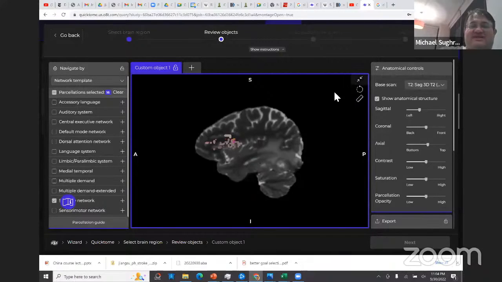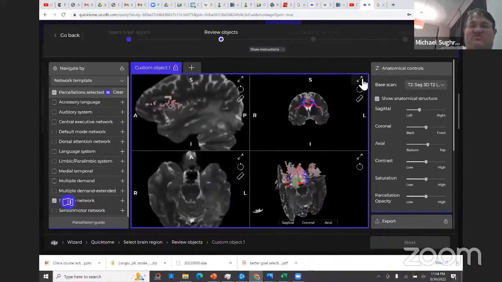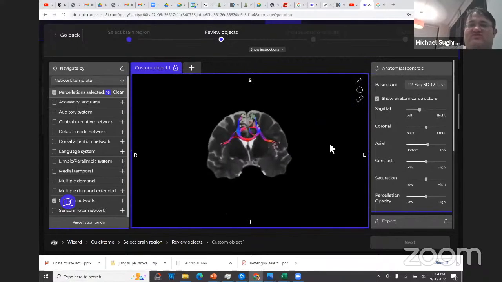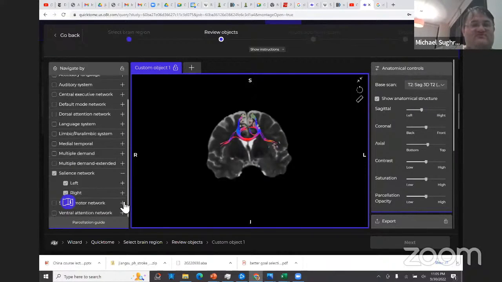Looking at this on the coronal, sorry, you see there's the middle cingulate and anterior insula. And then that little orthogonal tract is the frontal ascending tract. Now, notice that it's connecting these two areas because we have both of them on. So it's possible to only show one side if you wish.